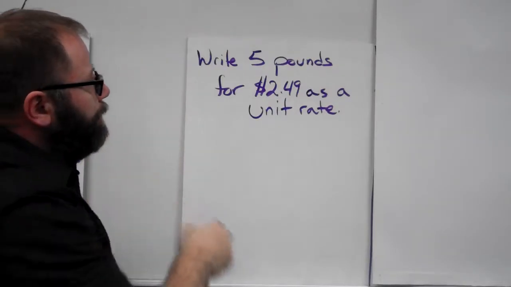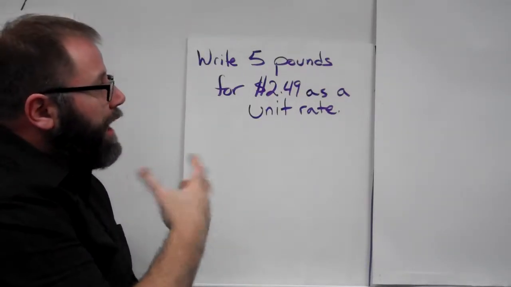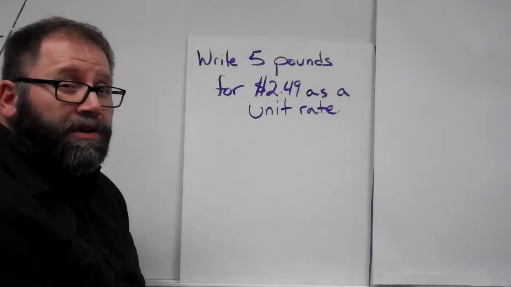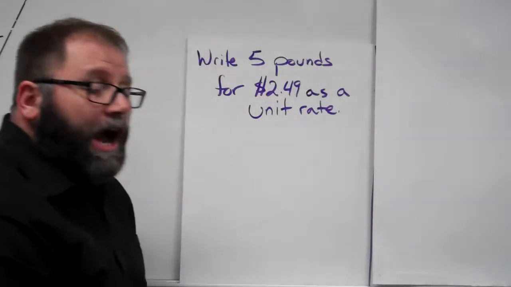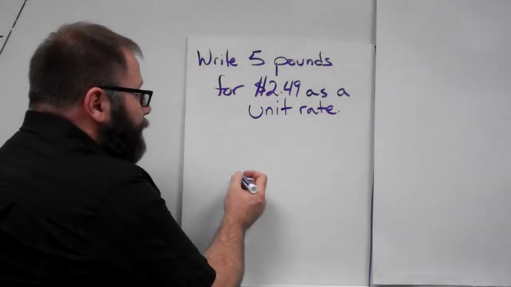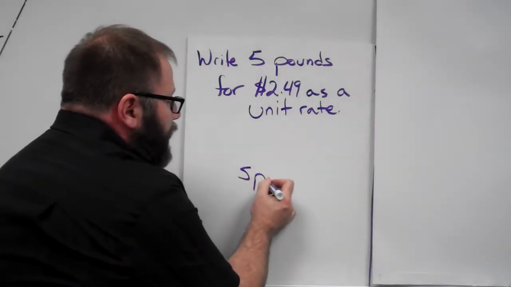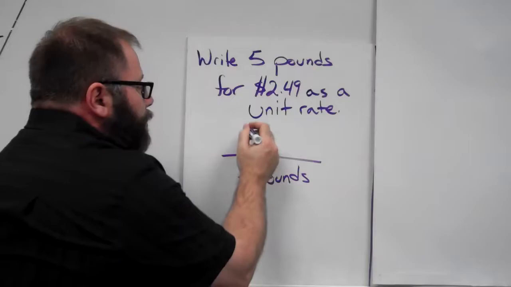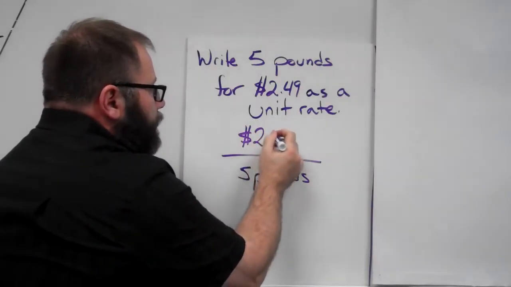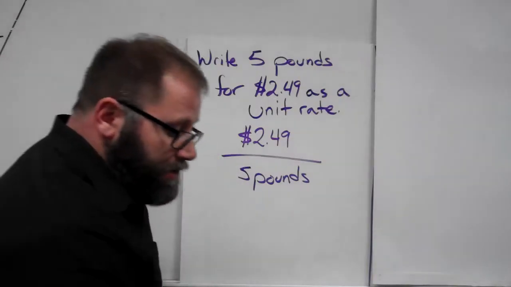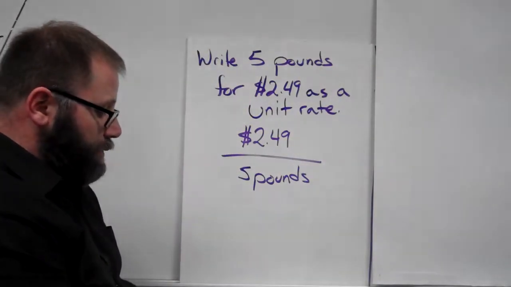Here's another example. Can you write 5 pounds for $2.49 as a unit rate? So we're going to try to find out how much each pound costs. So when we want to find out how many pounds there are, we're going to put the pounds on the bottom in our denominator, and then our price on top. And here you can kind of get an idea of what a reasonable answer is, because those are numbers that are fairly close to what we work with.